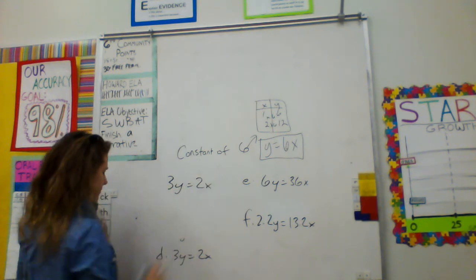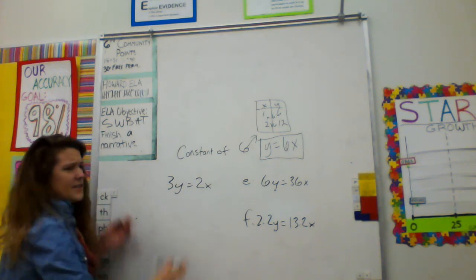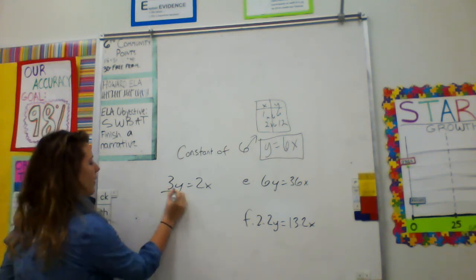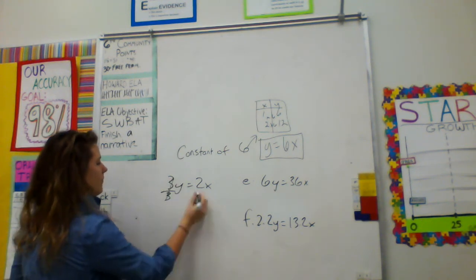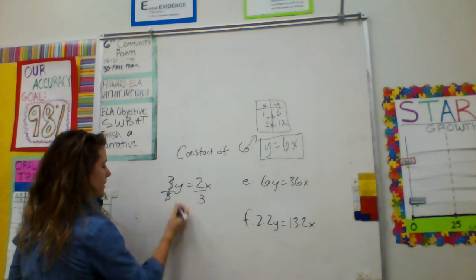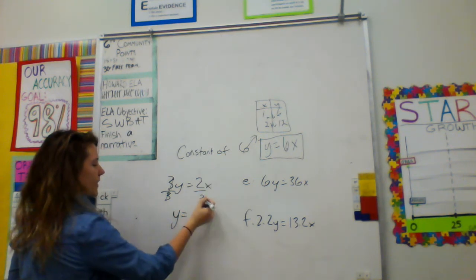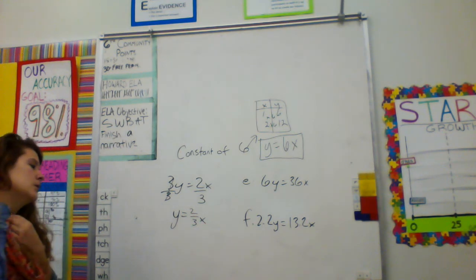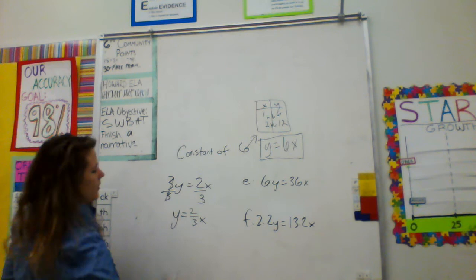Let's take a look at D. Again, it's got this 2 and 3. Maybe we multiply and we get 6. We'll see. I want to figure out 1y, so I'm going to divide by 3. Divide by 3. This is y equals 2 divided by 3, which I can't do, so I'm going to leave it as 2/3 x. Still doesn't match.